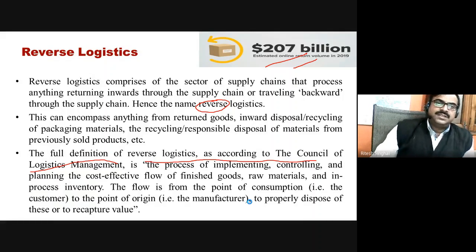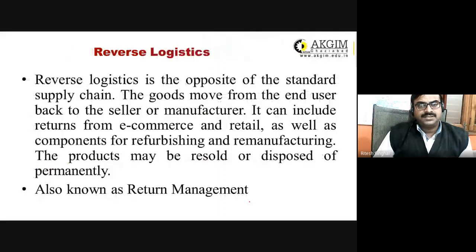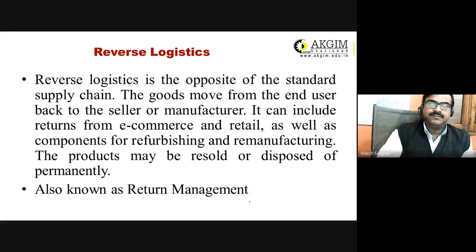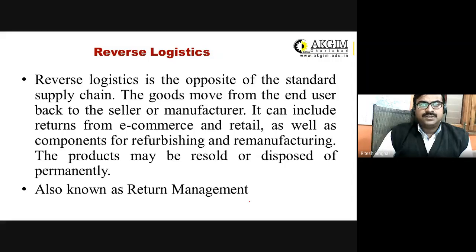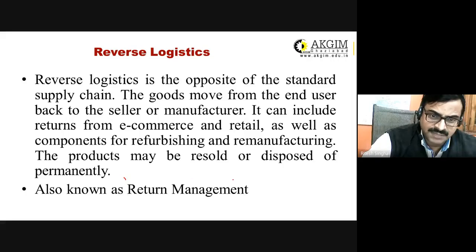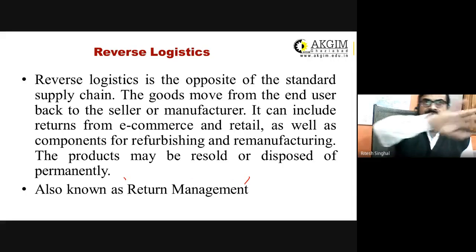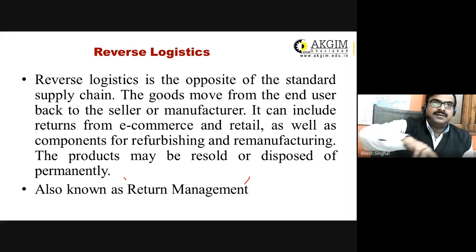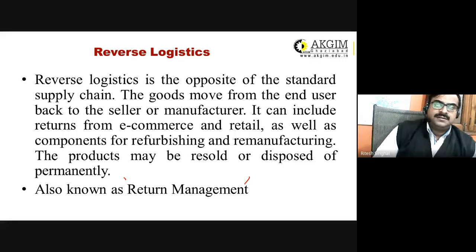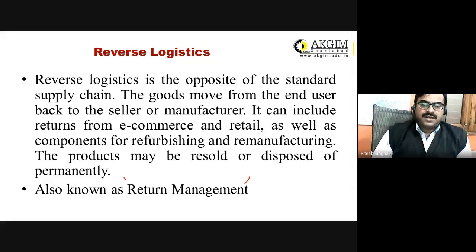Reverse logistics is the opposite of the standard supply chain, because here the product moves from right to left, from customer to manufacturer. The goods move from the end user back to the seller or manufacturer. It can include returns from e-commerce and retail, as well as components of refurbishing, remanufacturing, recycling, disposal, and resale, temporary or permanent. That is why people talk about this term as return management, an entirely different field.